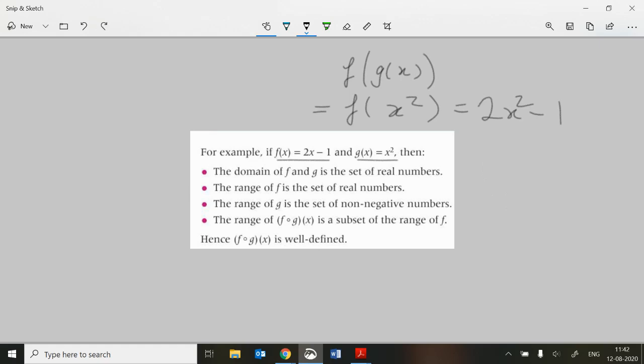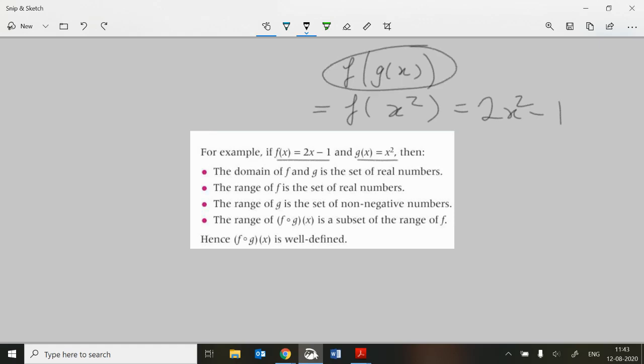Now, the range of f is the set of real numbers. Okay, in other words, if we put real numbers in here, we can get any answer we choose. This is a straight line graph which goes on infinitely down and infinitely upwards. Okay, so the range of f is the set of all real numbers. Okay, the range of g is the set of all non-negative numbers. Okay, so in other words, when x is greater than or equal to 0, because we can only get positive answers out there. So nothing new just at the moment. But now it's saying the range of f of g of x is the subset of the range of f. Okay, so some things to unpick here.